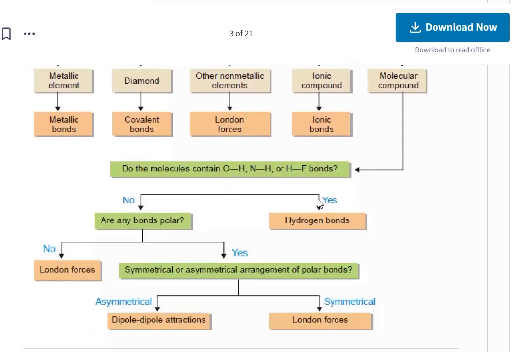So we check, if it is present, yes, hydrogen bonds. If no, are any bonds polar? If polar, then is the arrangement of polar bonds symmetrical or asymmetrical? If no polar bonds, London forces. If asymmetric, then dipole-dipole attraction; if symmetric, London forces. So this summarizes the types of intermolecular forces, which is very important.